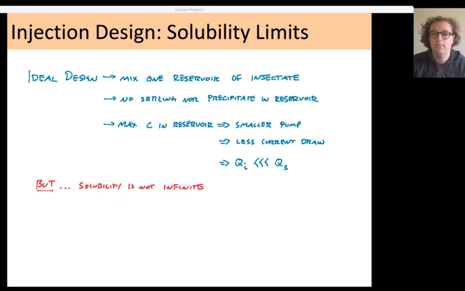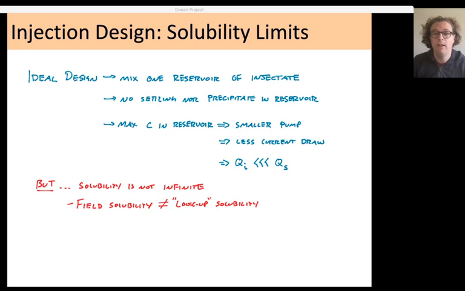Solubility is not infinite. There is a limit to how much of any given tracer can be dissolved in a given volume of water. Field solubility will not be the same as the solubility that you can look up. For a common compound, sodium chloride, for example, we can look up a theoretical maximum amount that we can dissolve in water. However, in the field, you won't control the temperature, and more importantly, you won't control the background conductivity or the background concentration of dissolved solids in the system.